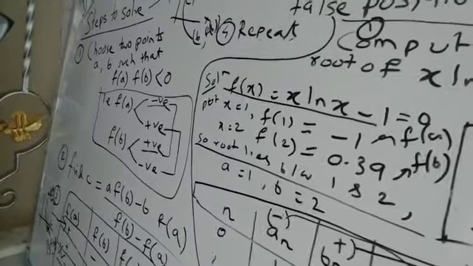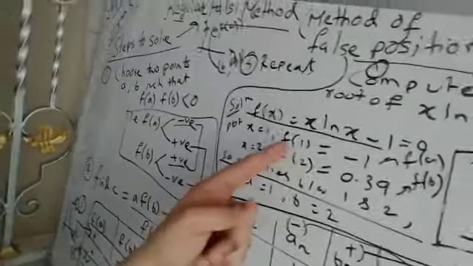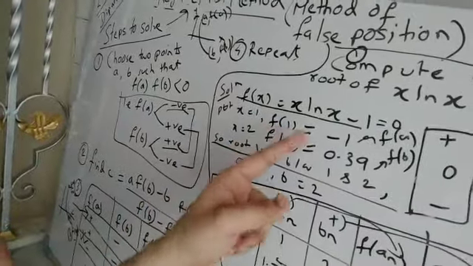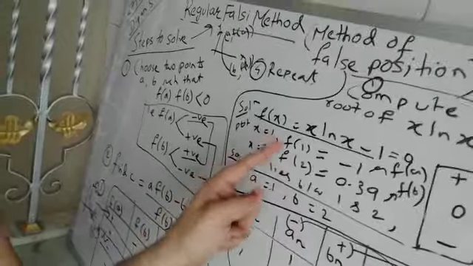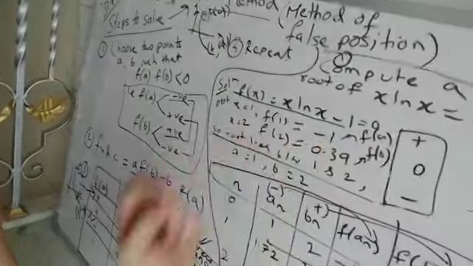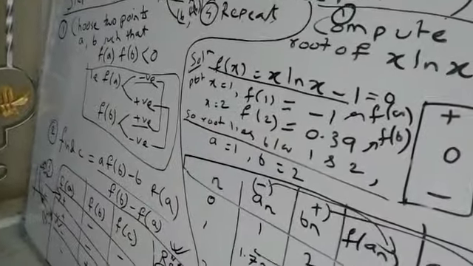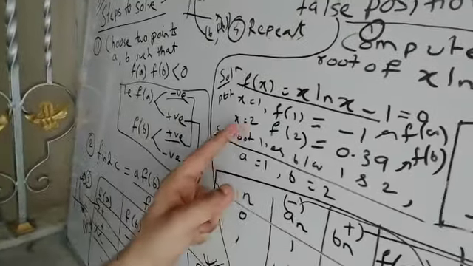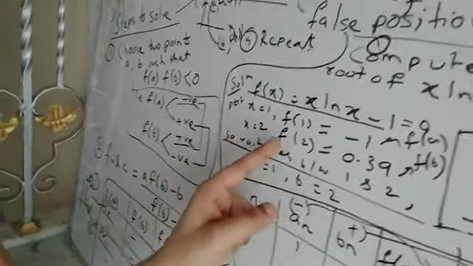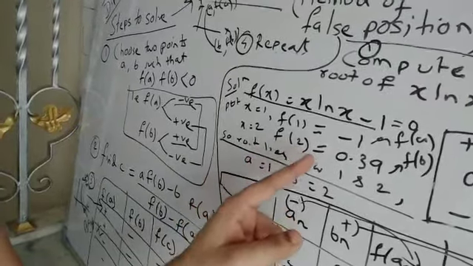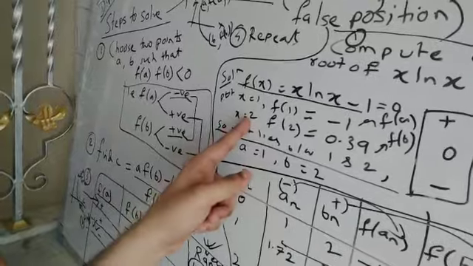So here I have chosen x is equal to 1. My corresponding f(1) will be minus 1. That means basically my a is 1 and my f(a) is minus 1. Now if I put x is equal to 2, this function value f(2) is equal to 0.39. That means this is my b and the corresponding f(b) is this one.